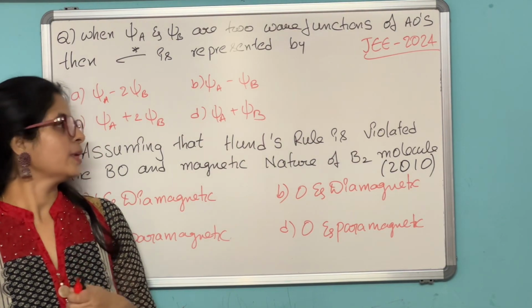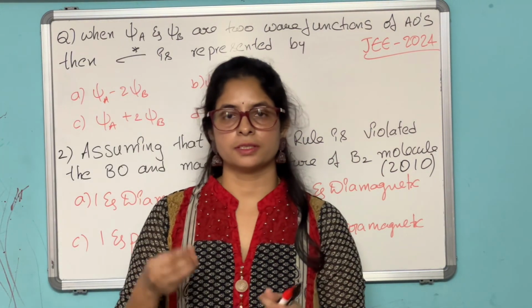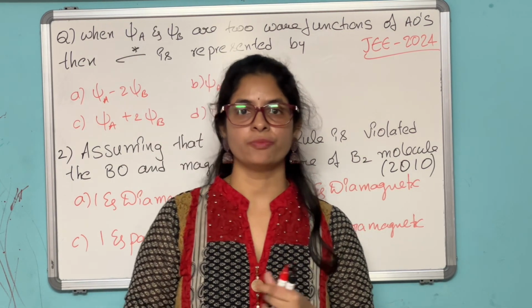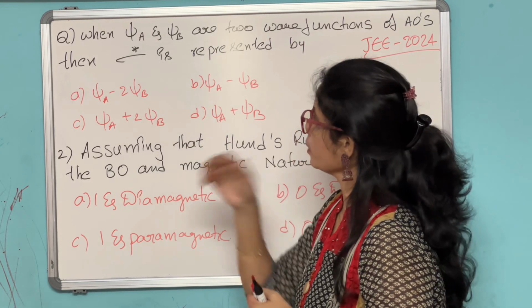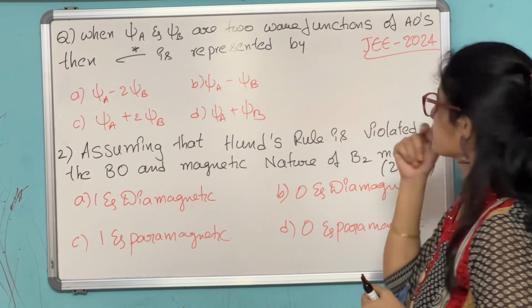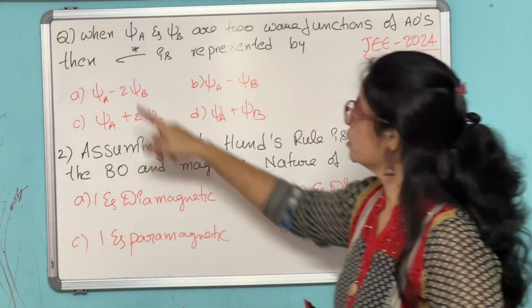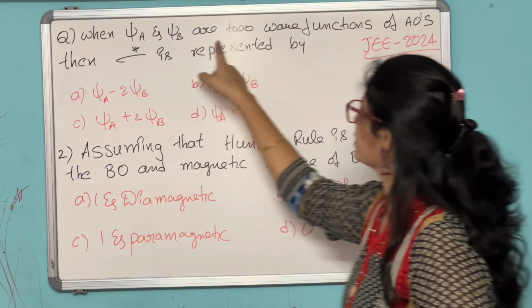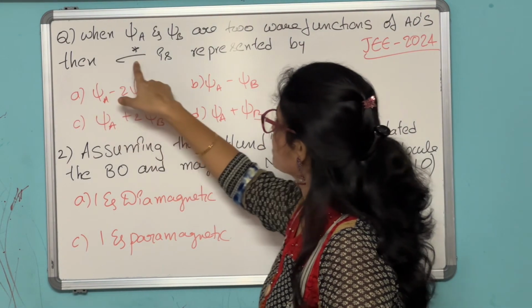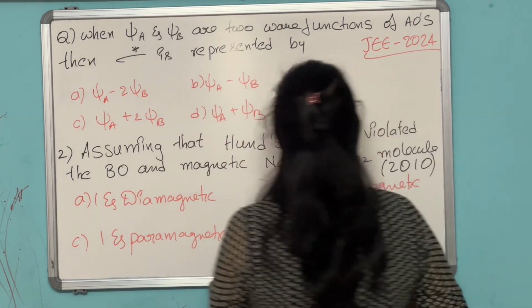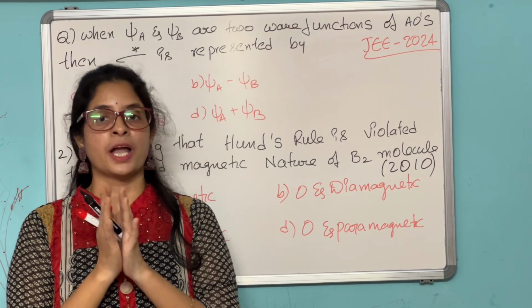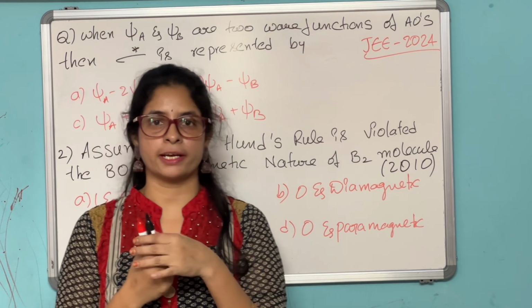Students, today in this video I have picked up two questions based on the topic we discussed in the previous video. These are previous year's JEE questions, and this one was asked in JEE 2024. If you look at this question: when ψ1 and ψ2 are two wave functions of atomic orbitals, then sigma star is represented by... While discussing the postulates of MOT, one of the postulates covered this.